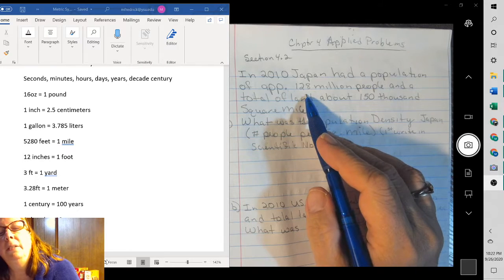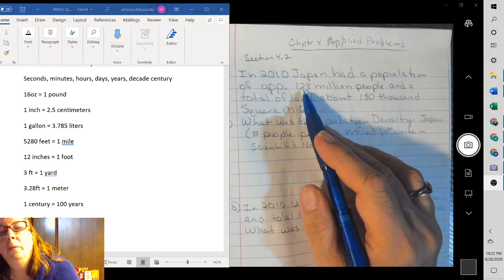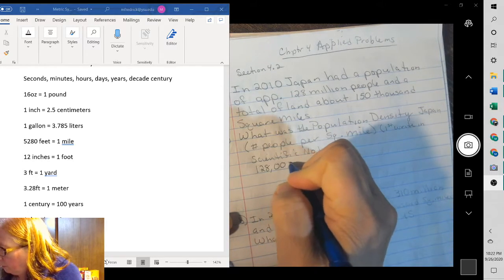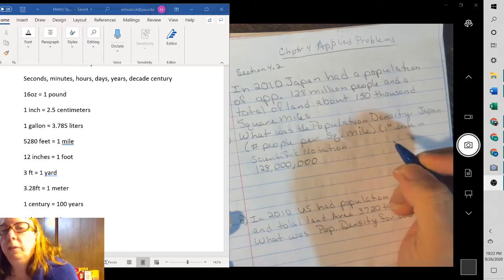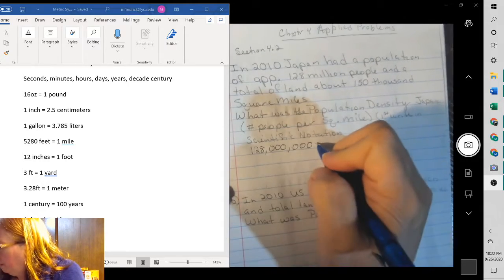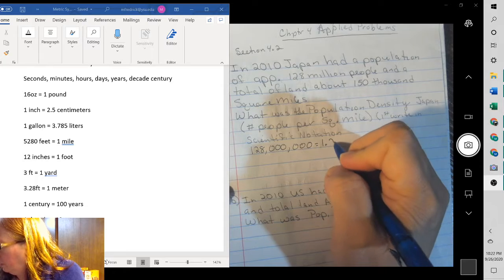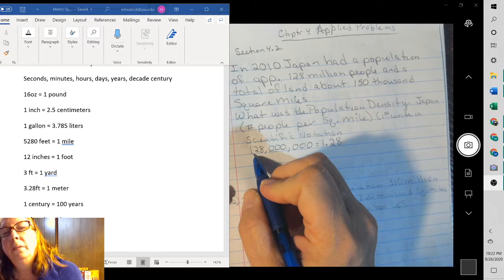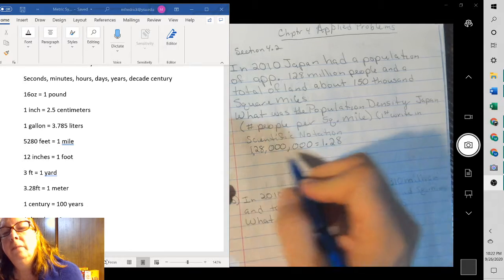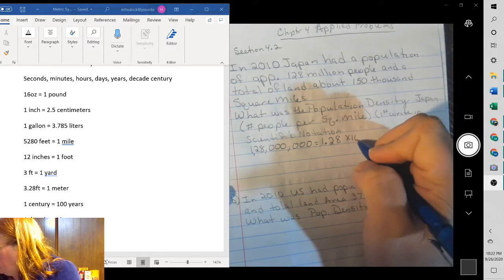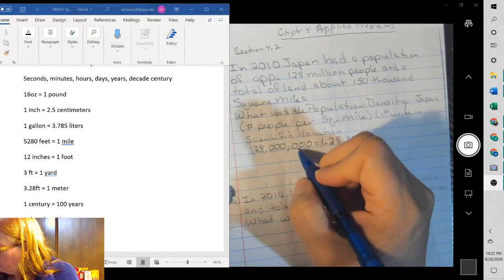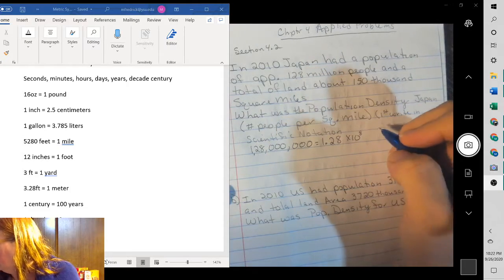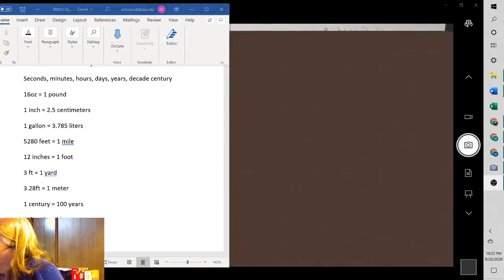Now, let's write these in scientific notation first. So 128 million, 1,000 million. So that would be 128 million. In scientific notation, we need to put the decimal here between the 1 and the 2 to make it a value between 1 and 10. Then we have times 10 to the 1, 2, 3, 4, 5, 6, 7, 8. 10 to the 8th. And this is the people.